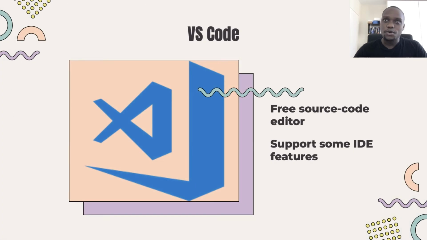So, the main reason why we have this whole series, we're discussing VS Code. What is it? It's a completely free source code editor. But what makes VS Code a special source code editor is that it also supports some features that were traditionally only found in complete IDEs. And we'll take a look at what some of these features are today.